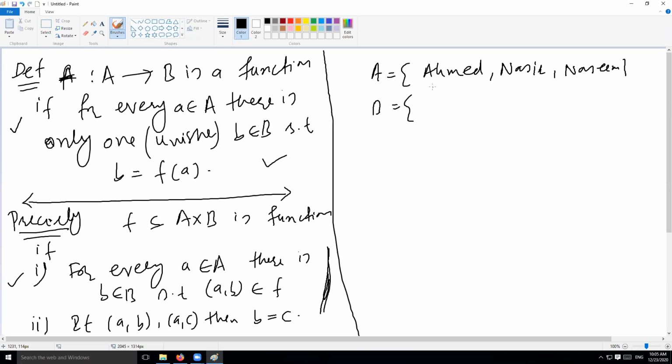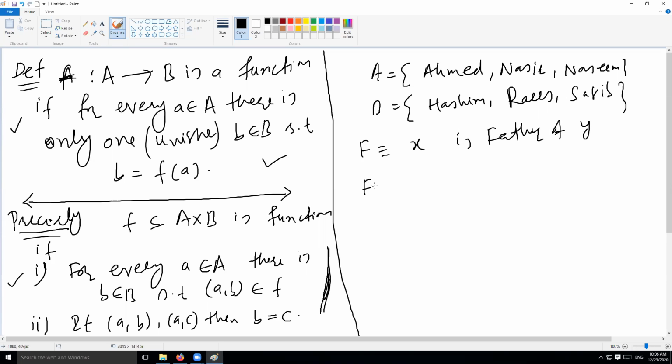Hello. Theek hai ji. So B is a set in which you have, imagine, Hashim and Rais and Saqib. Okay? And I say that I have an F which is a relationship which says that X is a father of Y. And I have this relationship, say Ahmed is the father of Hashim, and Nasir is father of Saqib, and Naseem, say, is father of Rais, so on and so forth.